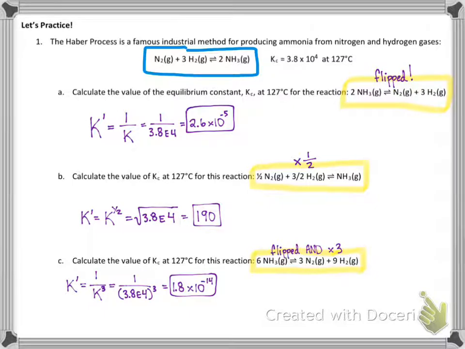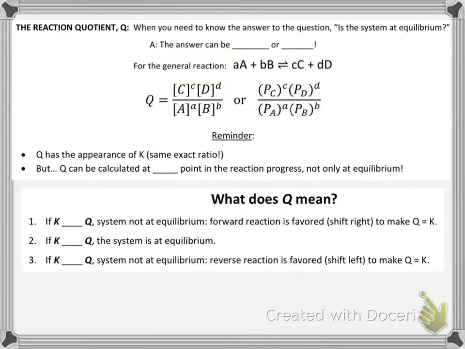And we're going to spend a little more quality time with the reaction quotient, Q. Q is written just like K, and it's the ratio of products to reactants, but you calculate Q at any condition. So Q is what you calculate when you need to know the answer to the question, is the system at equilibrium?